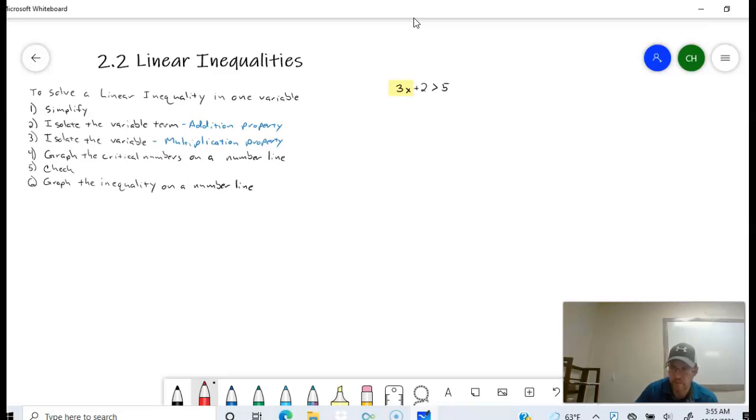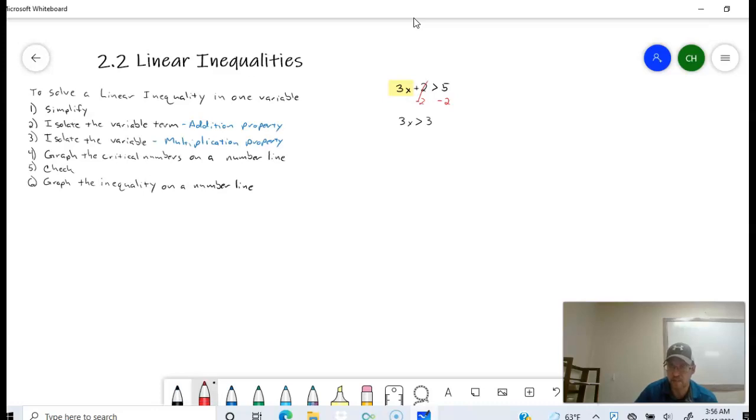So I want to move this 2 to the other side. It's being added. I need to subtract that from both sides. That addition property of inequality says I can do that, and it still remains true. So I'm going to scratch those out. And that leaves me with 3x is greater than 3.